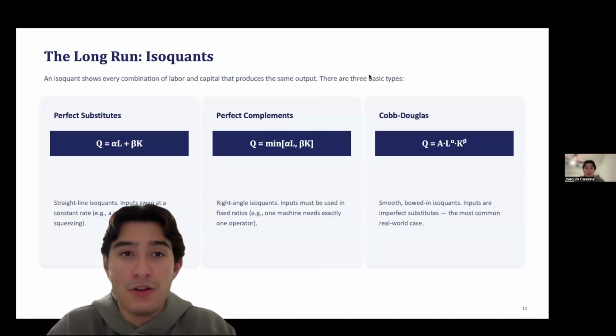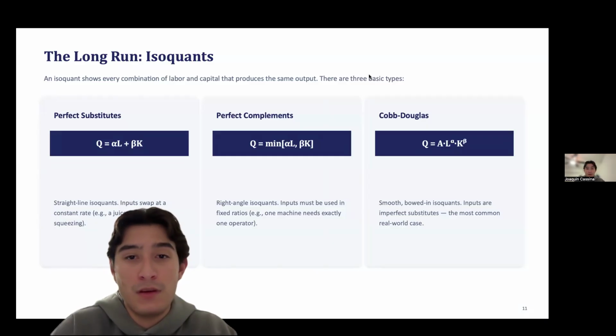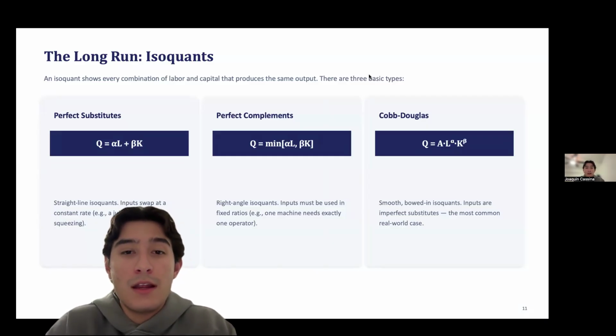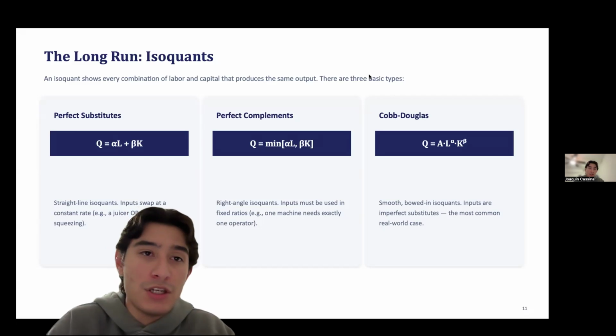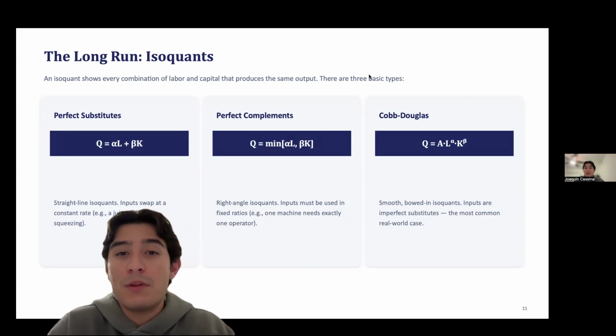Okay, now for the long run. Isoquants. Let's go to the long run, where both labor and capital can change. We use something called an isoquant, a curve showing every combination of labor and capital that produces the same output.